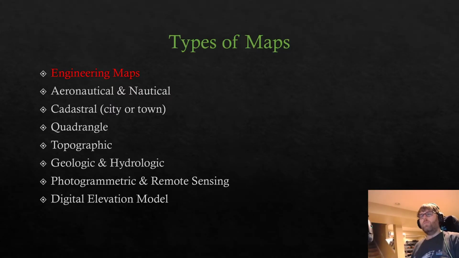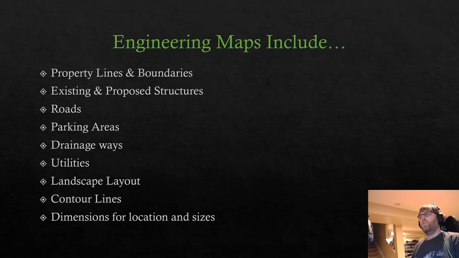There are a whole bunch of different types of maps that you could use while making CAD. Here are some of the more common ones. Engineering maps include stuff like property lines and boundaries, existing, proposed. I'm not going to read all of them. You could read all of them if you want, but they generally include those types of things.